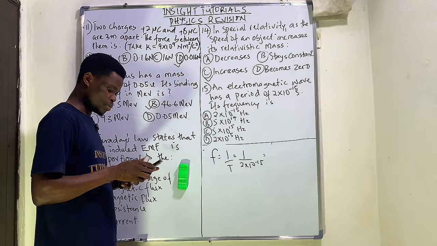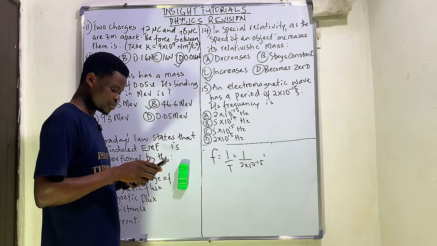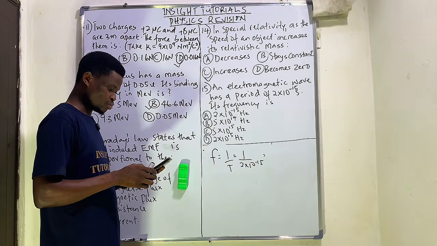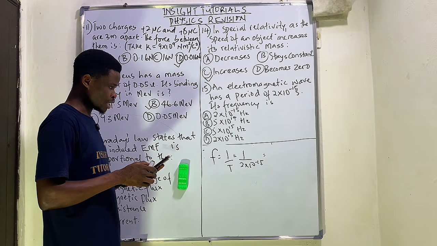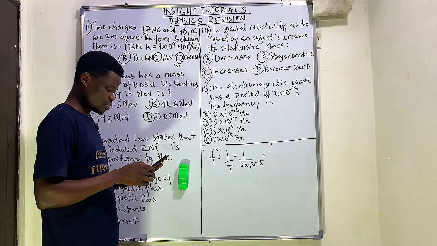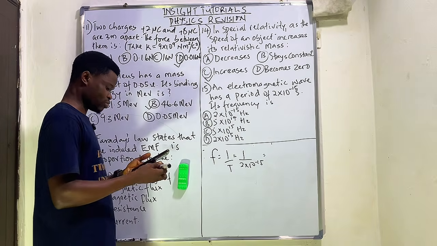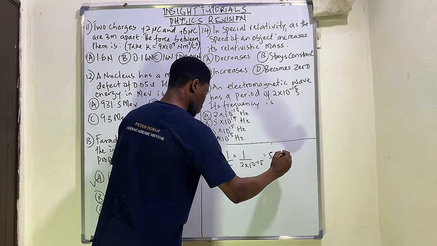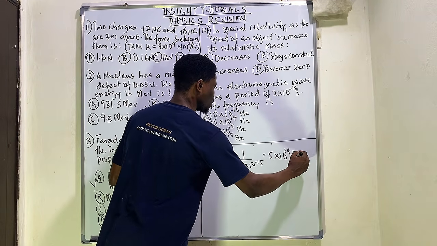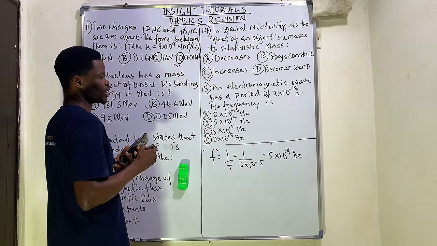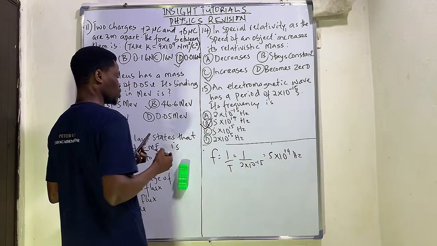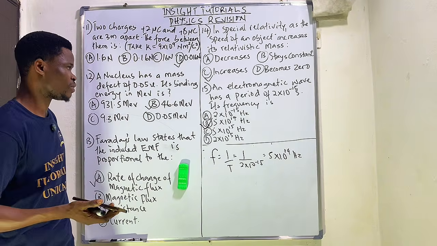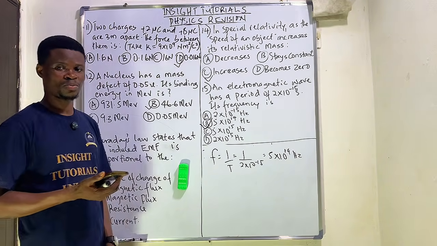And if we punch that in my calculator, 1 all over 2 times 10 raised to the power of minus 15, it happens that we got 5 times 10 raised to the power of 14 hertz. So option B is the correct answer. The frequency will be 5 times 10 to the power of 14 if the period is 2 times 10 to the power of minus 15.